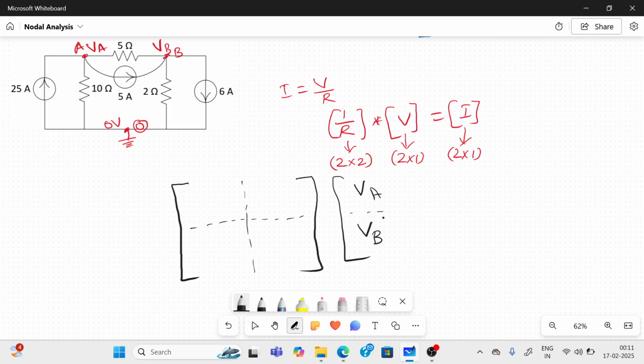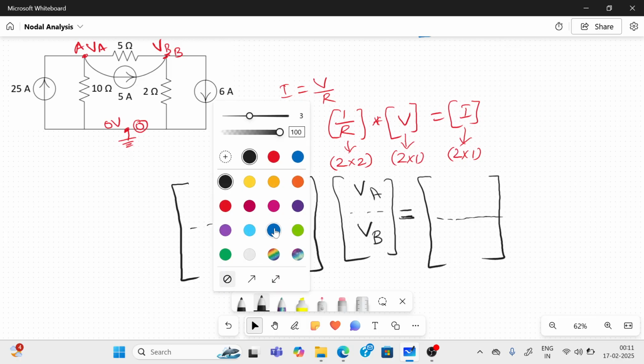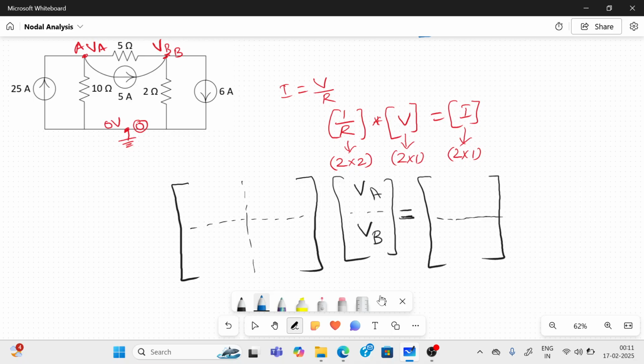VA and then VB, which is equal to S equal to current, right? Here also the current, right? You want to put it as if the current entering the node is plus, current leaving from the node is minus. Current entering to the node is plus, leaving to the node is minus. So now I have to fill this. Yes, you can see, very simple.